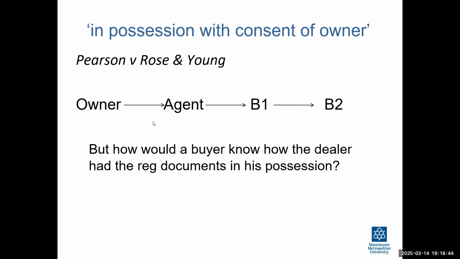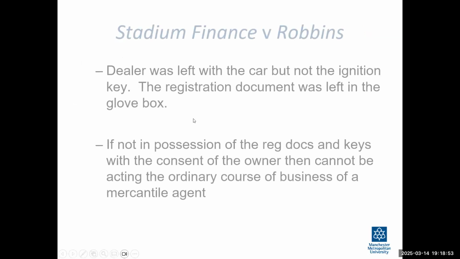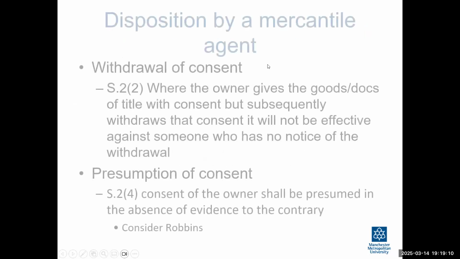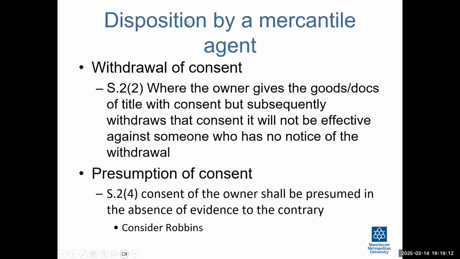So again, the problematic issue with this is how would the buyer know how the dealer got the documents in his possession? So the dealer was left, in this case, with a car, but not the key. And he locked the registration document in the glove box. And the court said that is not having possession of all those items. So good title will not pass.